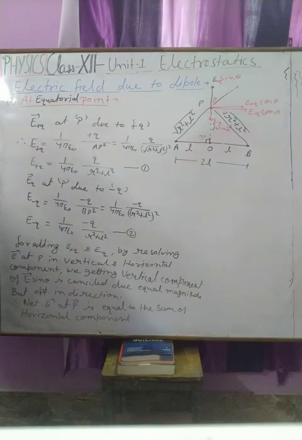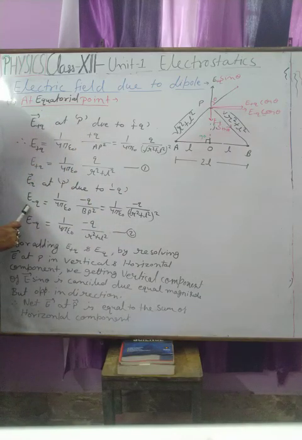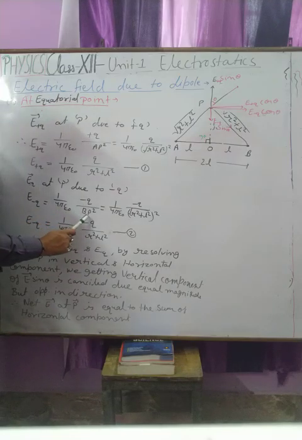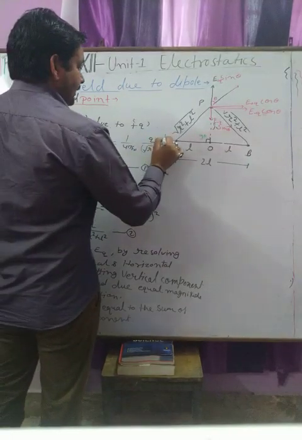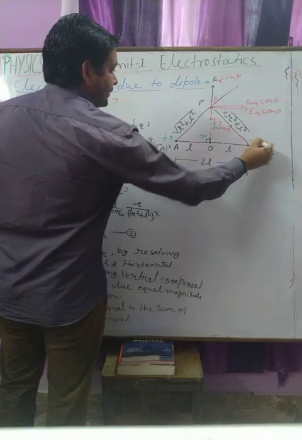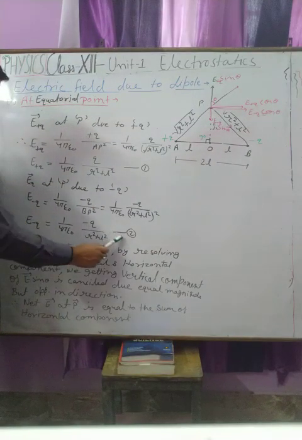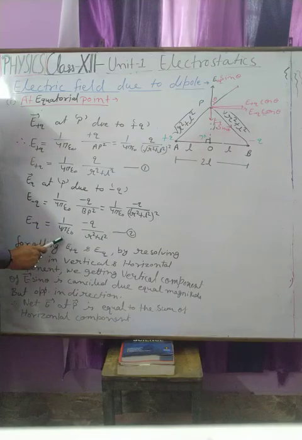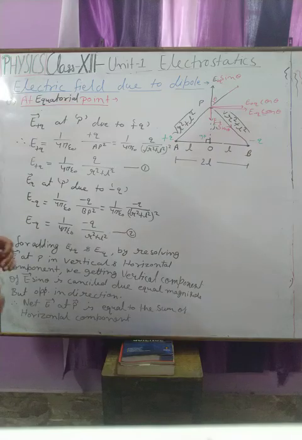Similarly, we are calculating the electric field due to the negative charge at point P, that is E minus Q is equal to 1 upon 4 pi epsilon naught, minus Q upon BP square, the distance from minus Q to plus Q. Here is plus Q charge and here is minus Q charge. So this is equal to 1 upon 4 pi epsilon naught, minus Q upon R square plus L square.